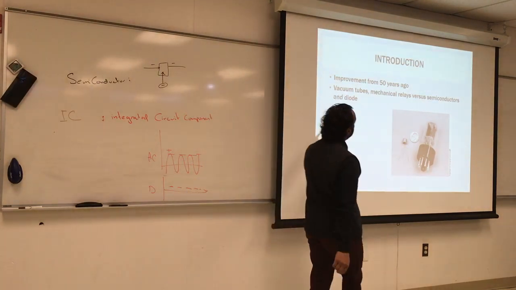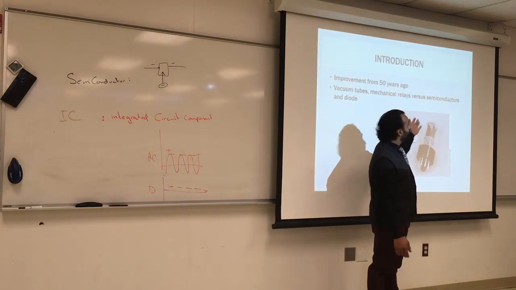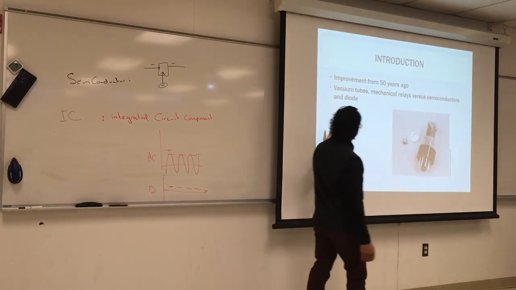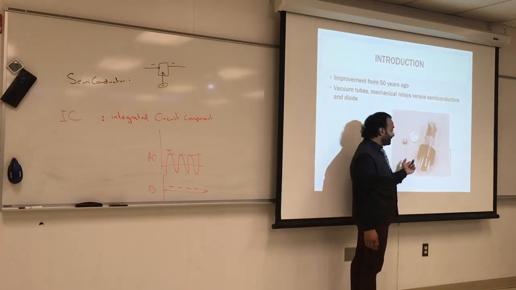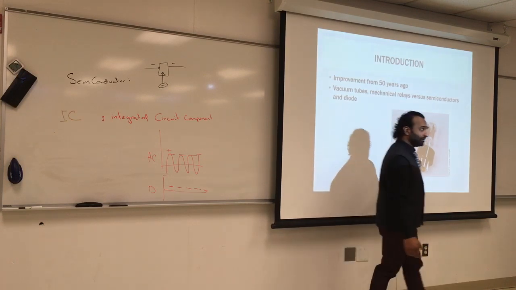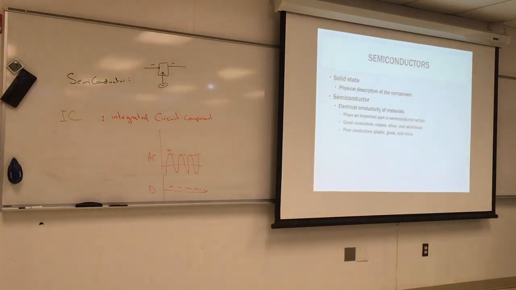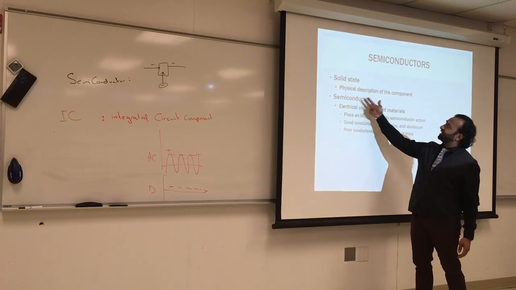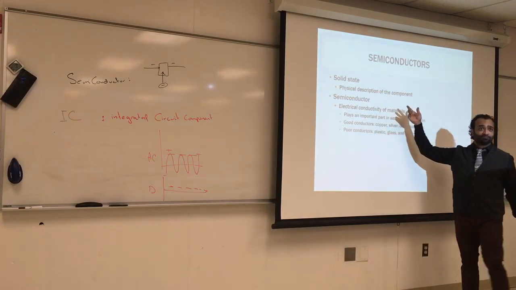So the vacuum tubes, then we have mechanical relays after the vacuum tubes. Then we had semiconductors and diodes, which are very small. You can see it always has three, not always, but most of the time it has three connections. One of them to activate it, and one of them to conduct, to give us the ability to make decisions. Semiconductor is solid state. That's the physical description of the component. No moving parts.